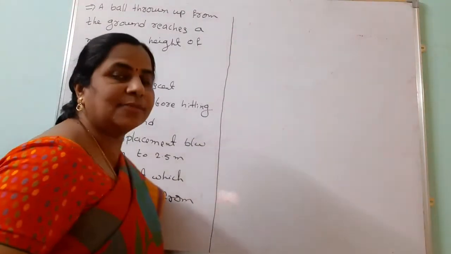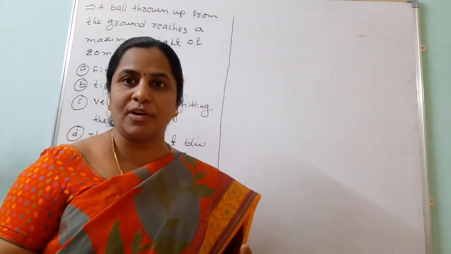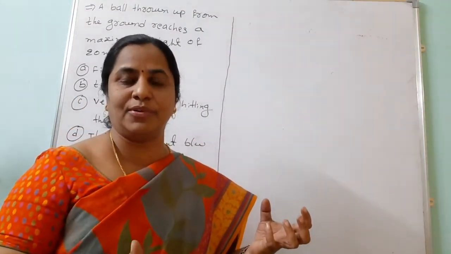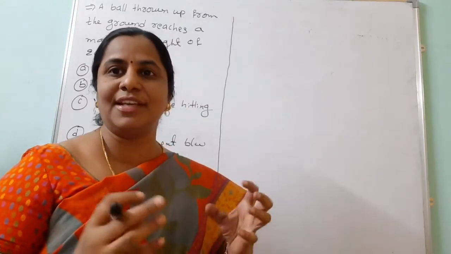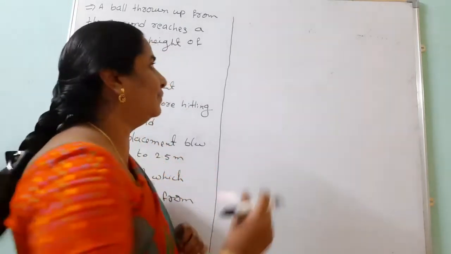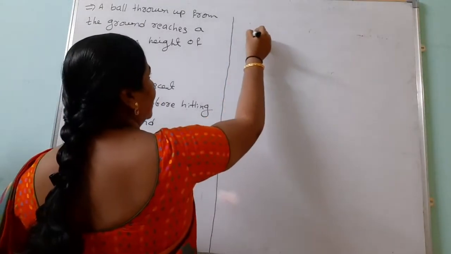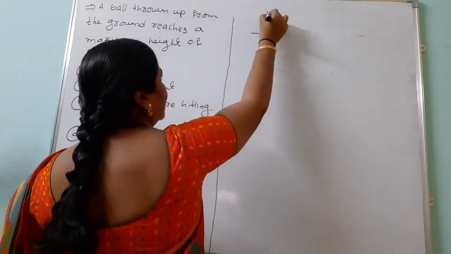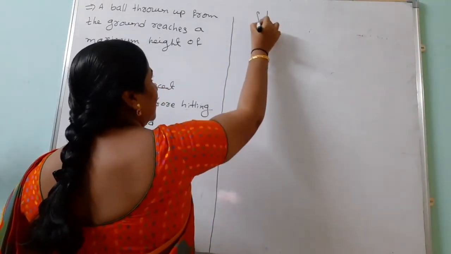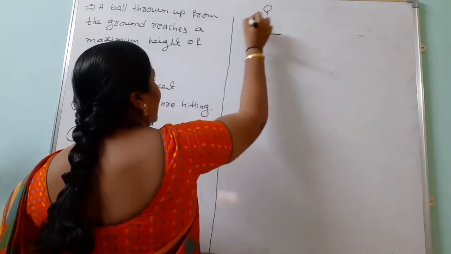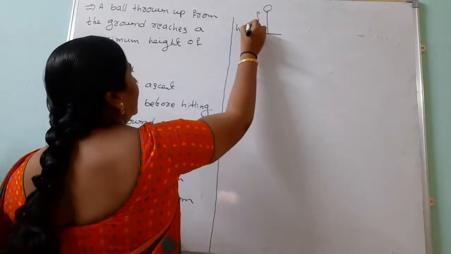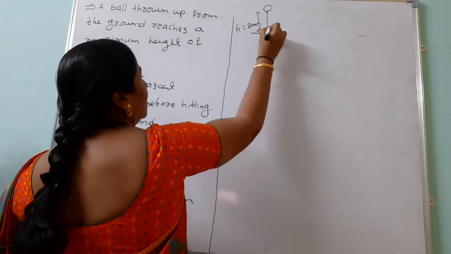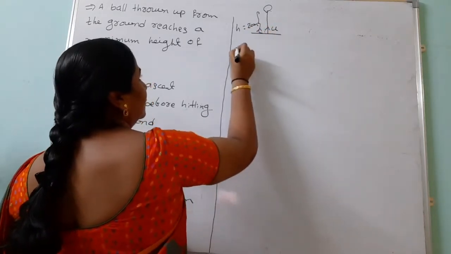When we are doing these problems, suppose one ball is there, and that ball is projected upwards and we don't know the velocity, so we can consider that velocity as u. If you want to draw this, you can draw it: this ball is projected upwards from here to here. The height is 20 meters. With how much velocity u are we projecting?